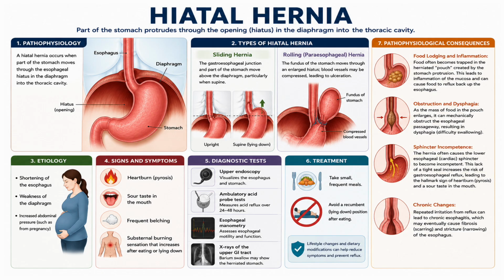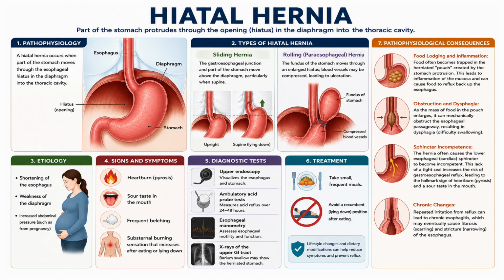The second type is the rolling or the paraesophageal hernia. Here, the gastroesophageal junction stays in its normal place, but the fundus of the stomach moves up through the enlarged or weak hiatus. This type is particularly concerning because the blood vessels in the stomach wall can get compressed, which can lead to ulceration.